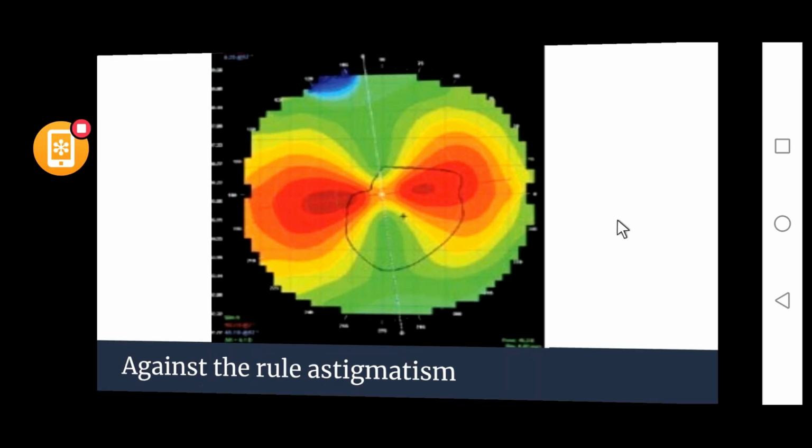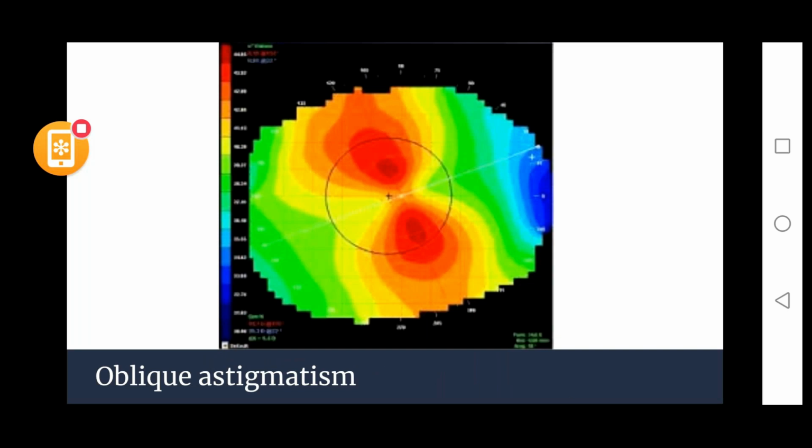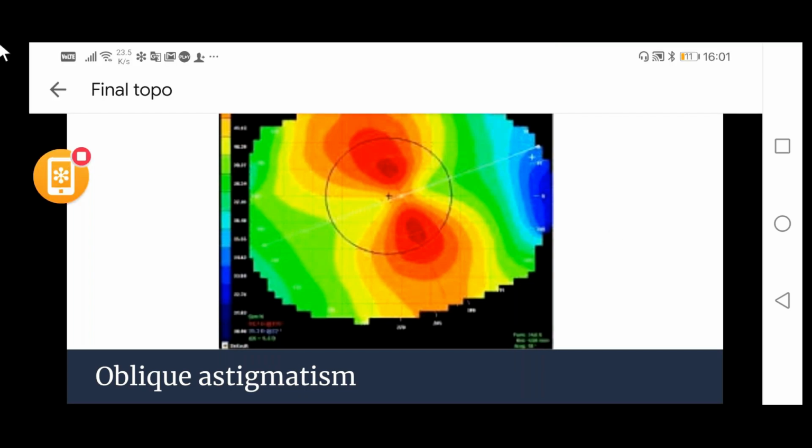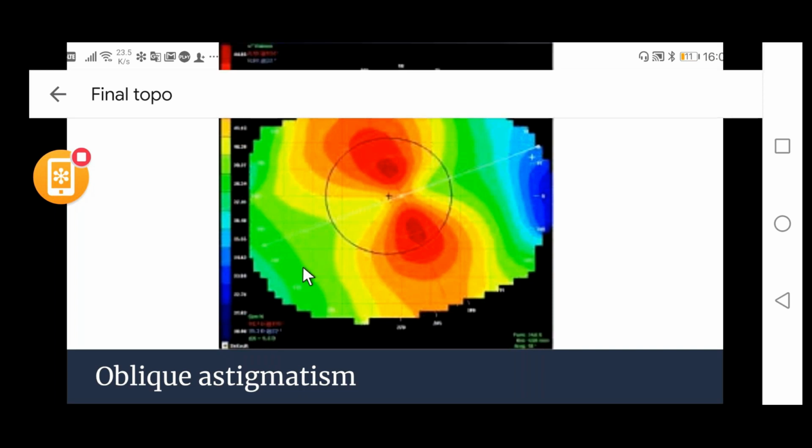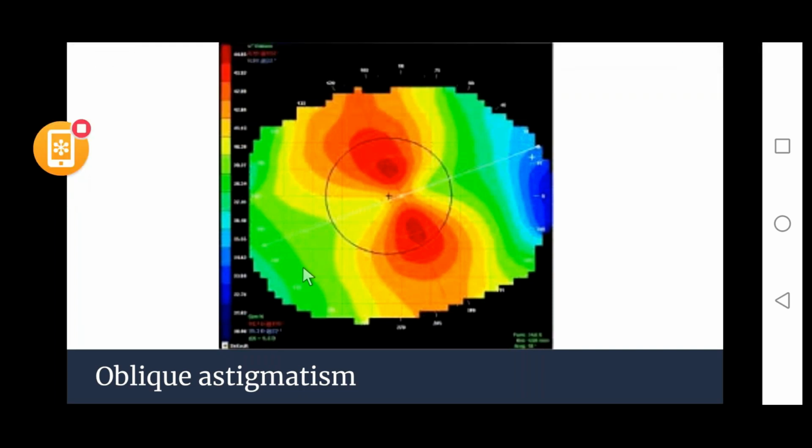This is oblique astigmatism. This is nothing but a symmetrical bow tie, but which is not present horizontally or vertically, but obliquely. There is no rocket science in this. Whenever you see a pattern which is not vertical or horizontal, you state it as an oblique astigmatism.